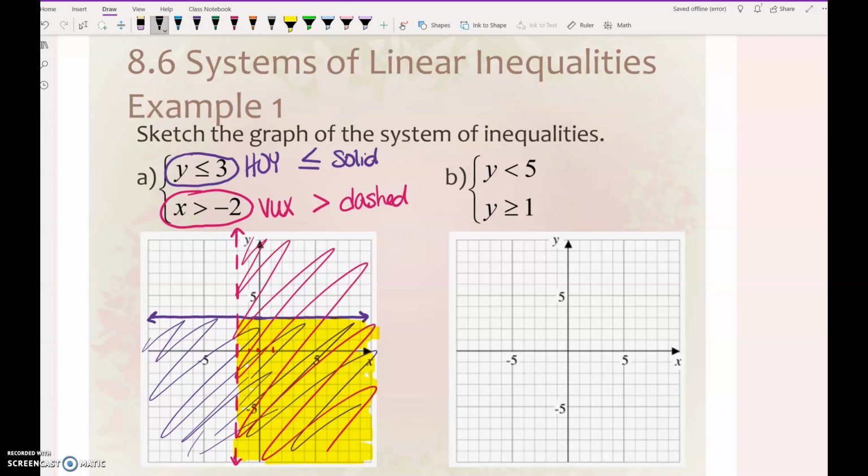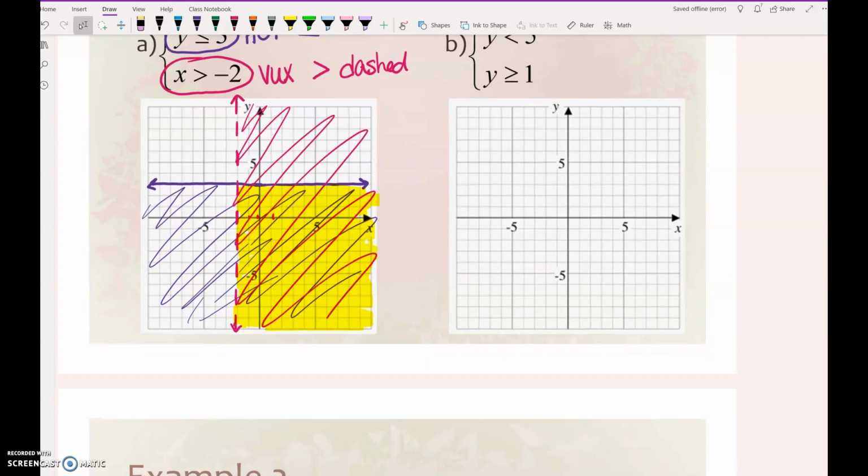Okay, now I have a question for you. This might be a little bit redundant, but I am going to put some points on this graph. You don't have to put the points on your graph. You just need to look at these and make decisions. Okay, point A. Is point A a solution to the system?